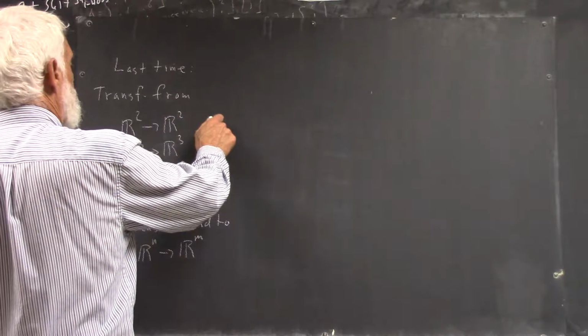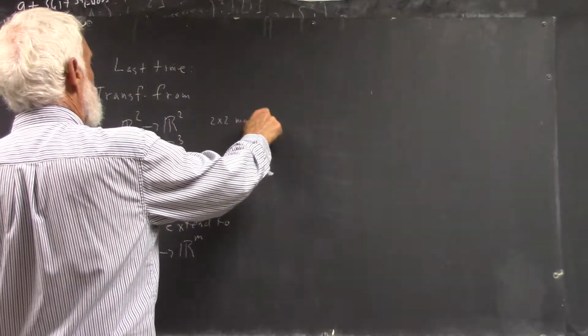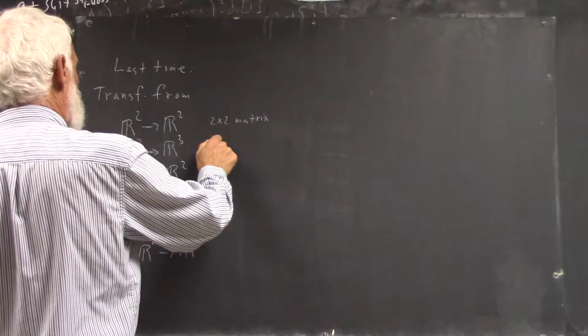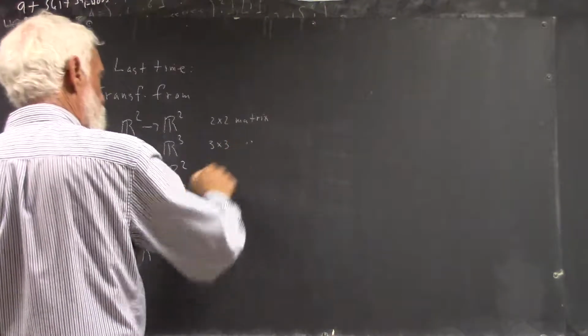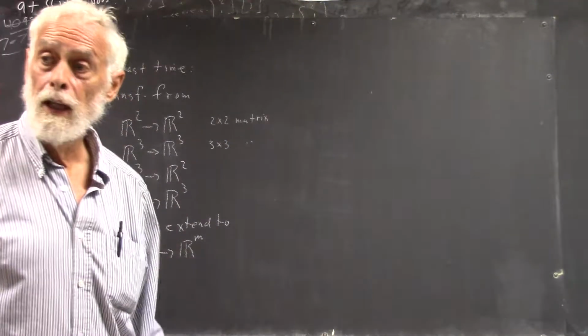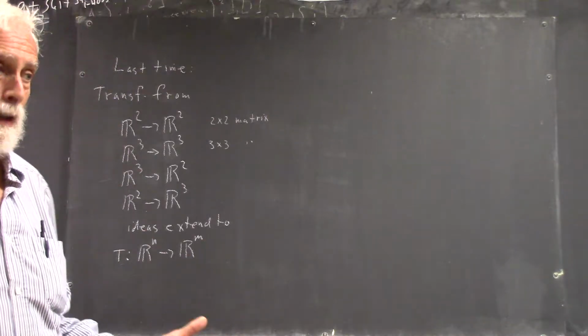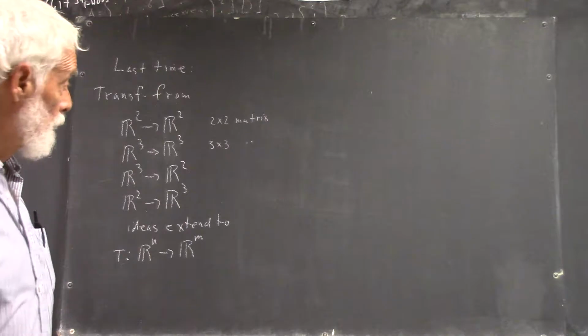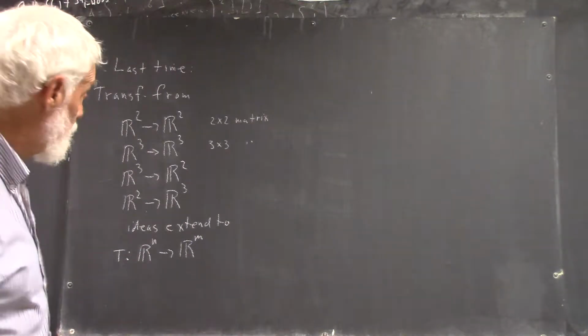R2 to R2, you need a 2 by 2 matrix. R3 to R3, we define the transformation by a 3 by 3 matrix. And any linear transformation can be defined by a matrix. Okay? Now there are linear transformations you haven't thought of, like derivatives of linear transformation, but nobody knows what that is yet. Okay?